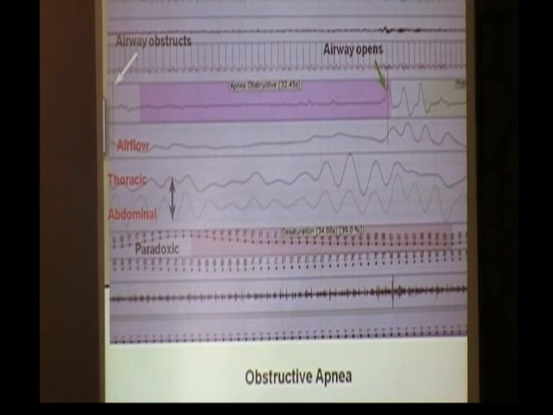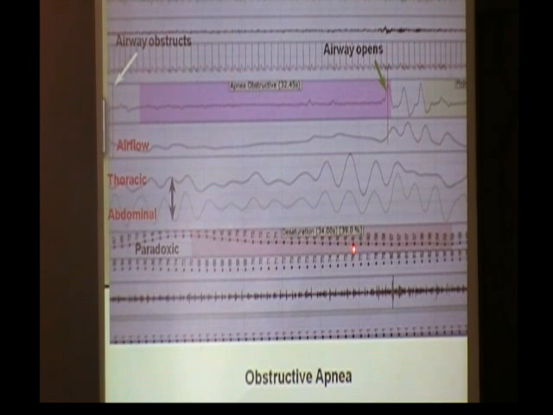So this is an example of obstructive apnea in the lab. So this is the breathing. 32 seconds in duration. So the patient stops breathing, opens breathing, no airflow. If you take a look at here, there's paradoxical movement of the dots.